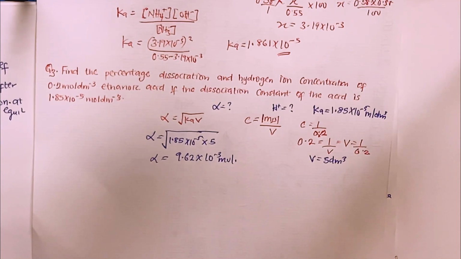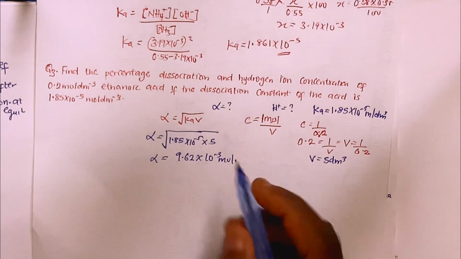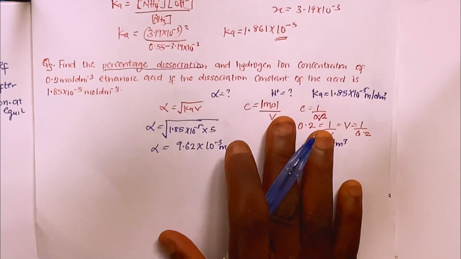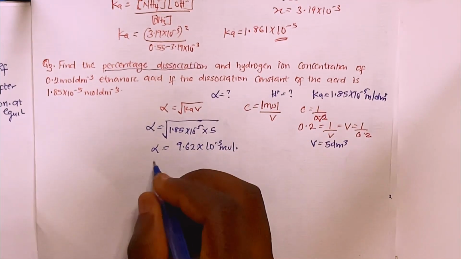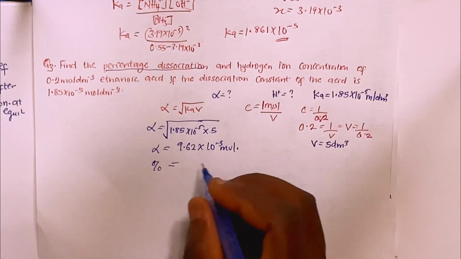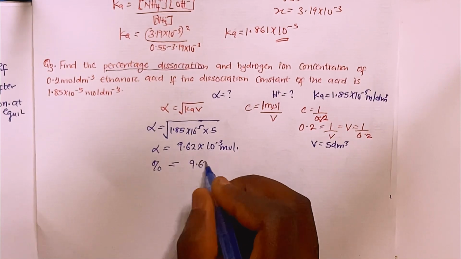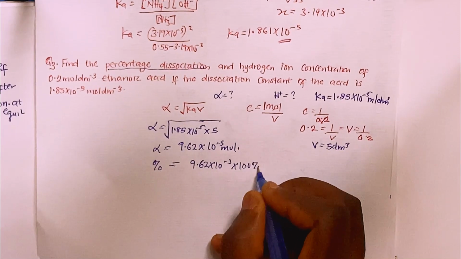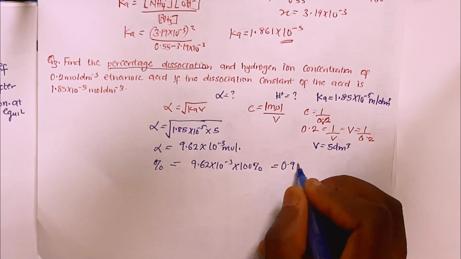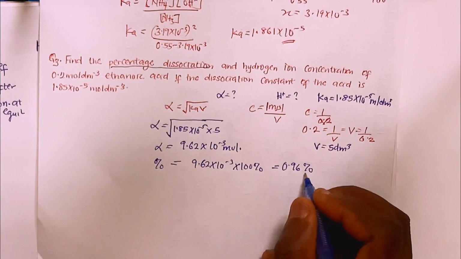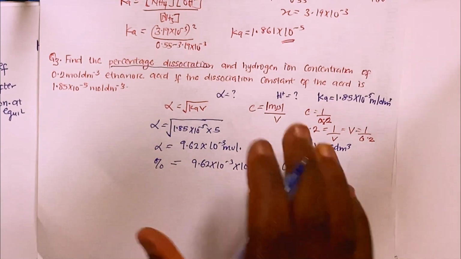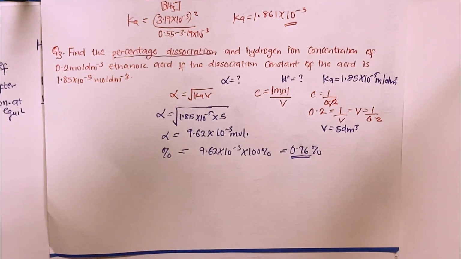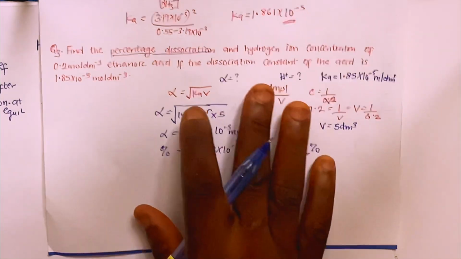Now I need to convert to percentage dissociation. So my percentage dissociation equals 9.62 times 10 to the power minus 3, multiplied by 100%, which equals 0.96%. So the percentage of the weak acid that is ionized is 0.96%. That's just the first case. Now let's move to the second case.